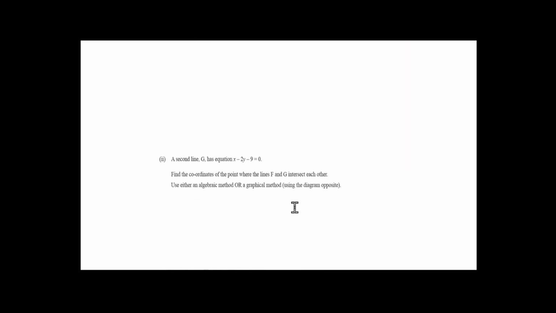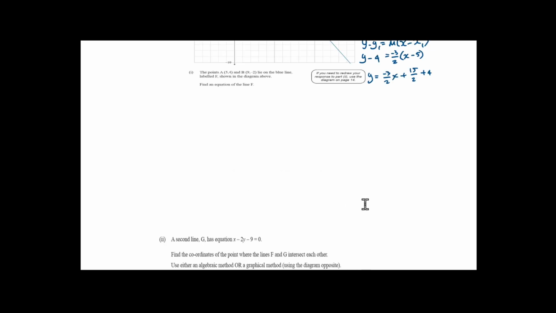Okay, second line has this equation, x minus 2y minus 9 equals 0. Find the coordinates of the point where the lines F and G intersect each other. Okay, I'm just going to copy this one down. x minus 2y minus 9 equals 0, and y equals -3 over 2 x plus 11.5.